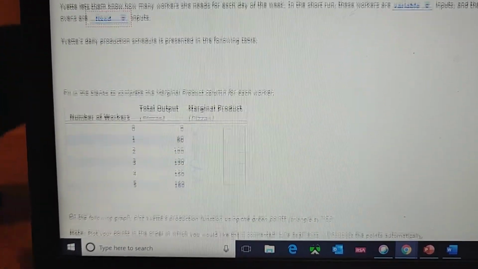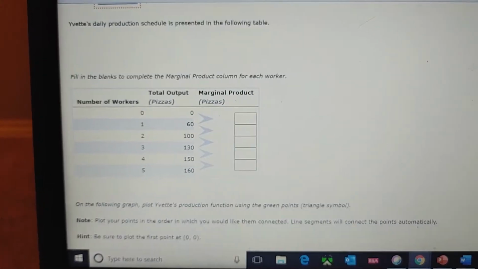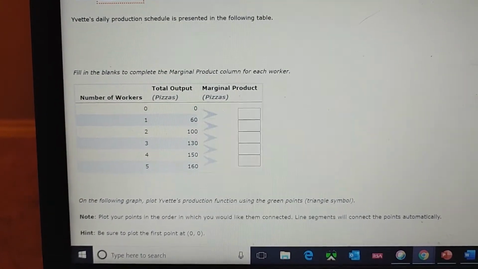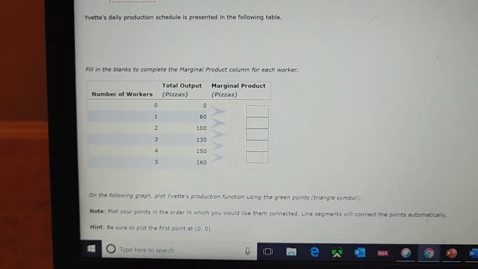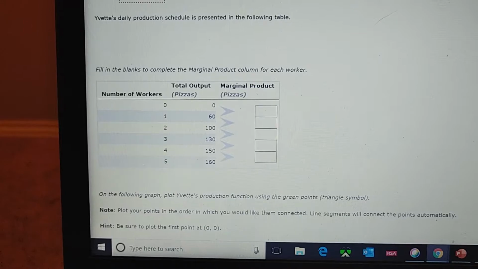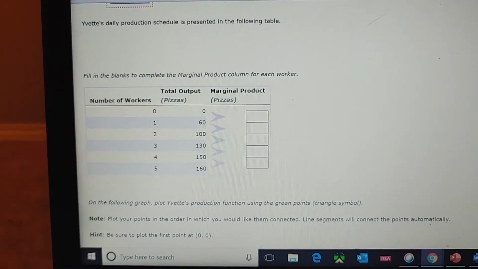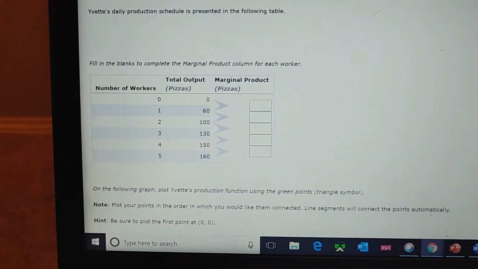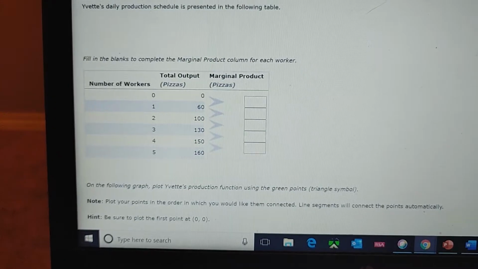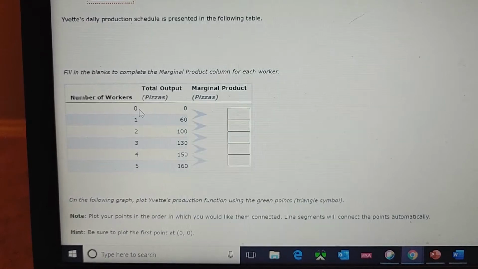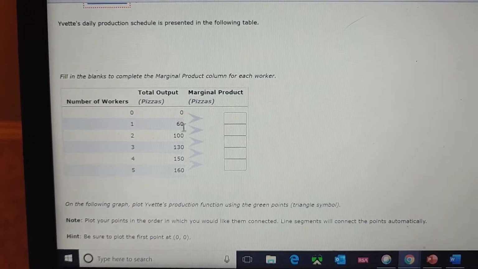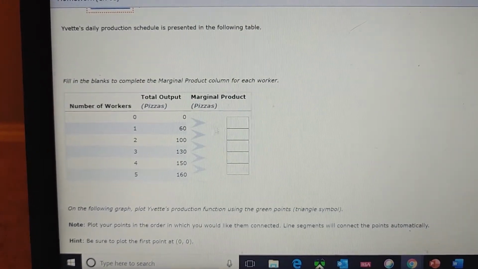And the next thing it gives us, it wants us to figure out the marginal product for each of our hiring decisions, okay? So what it's wanting us to know at the end of the day is, when we hire an employee, how many pizzas do they bring to the production process? So we can just do this one by one. When we go from 0 employees to 1, how much did our pizzas go up? We went from 0 to 60, okay?